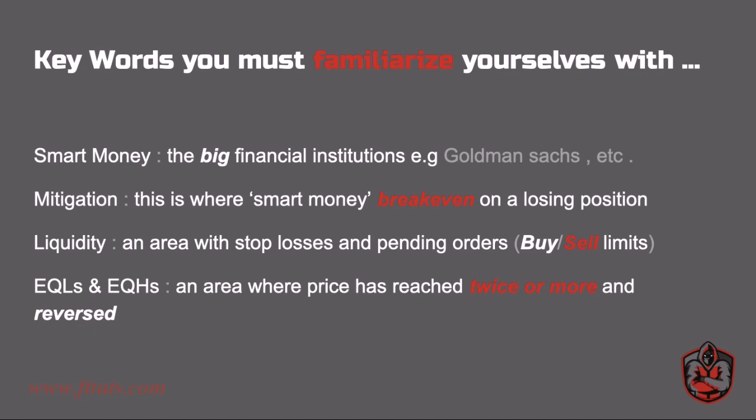Mitigation. Mitigation, you're going to hear me using that word quite a lot in the next lesson when I teach you guys order blocks. Essentially, all it means is that this is where smart money break even on their losing position. Liquidity is simply an area where there's a lot of stop losses and pending orders. Equal lows and equal highs is just an area where price has reached twice or more and reversed, such as support and resistance levels, double tops, and double bottoms.